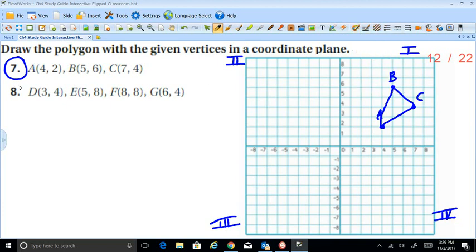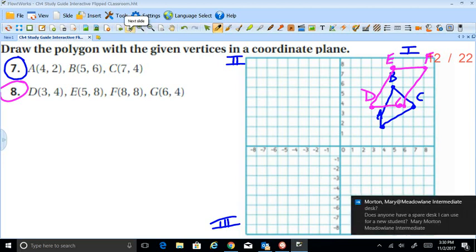I'm going to go ahead and do number 8 now. D is over at 3, up to 4. That's letter D. E is over to 5, up to 8. F is over to 8, up to 8. And G is at 6, 4. And you can see here when we connect these dots, we made a parallelogram. And that's how you plot points on a plane.